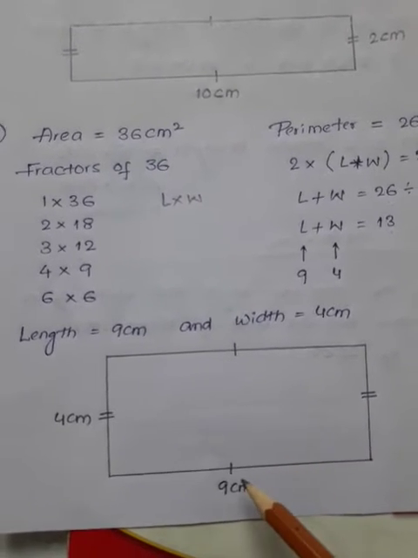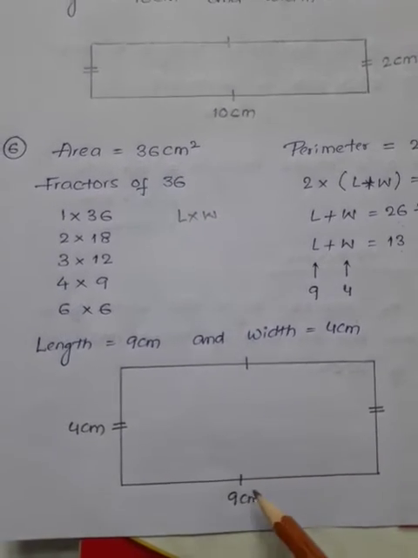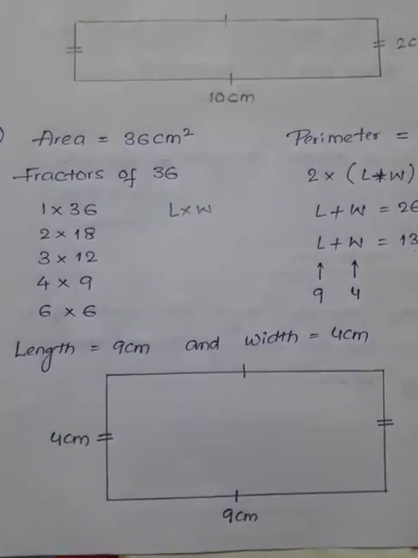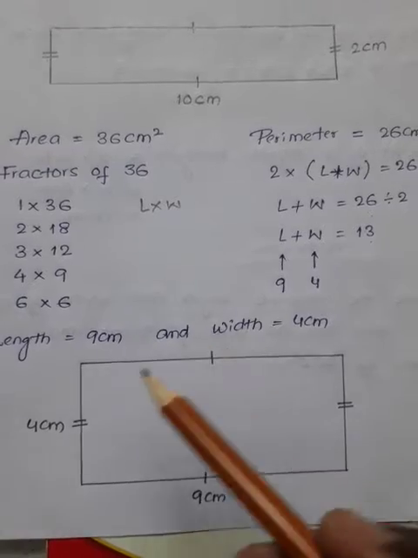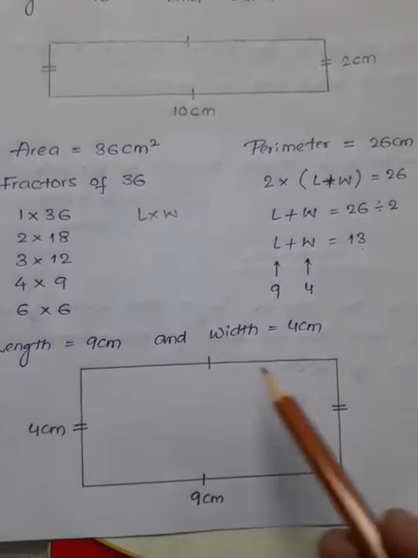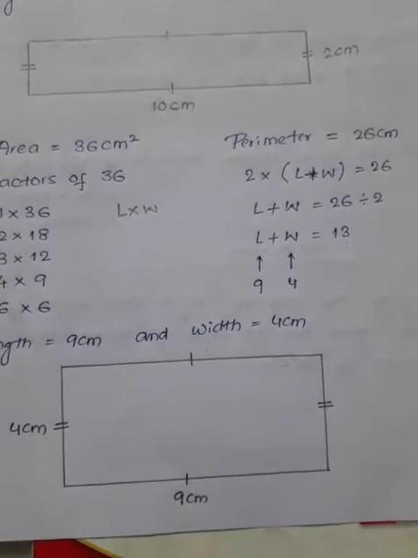So check it. The area of a rectangle is length multiplied by width, so 9 fours are 36. And the perimeter means add all the sides. 9 plus 9 is 18, 18 plus 4 is 22, and 22 plus 4 is 26. Clear? Now coming to the last question.